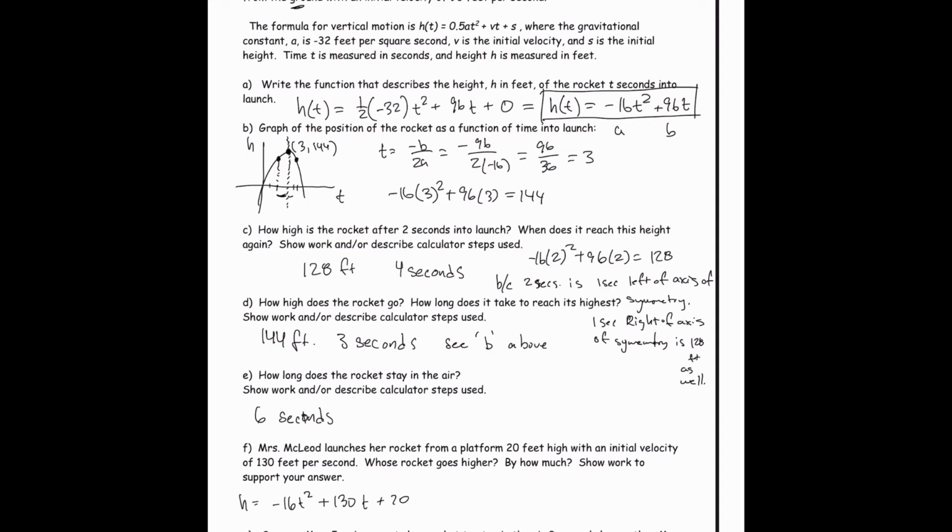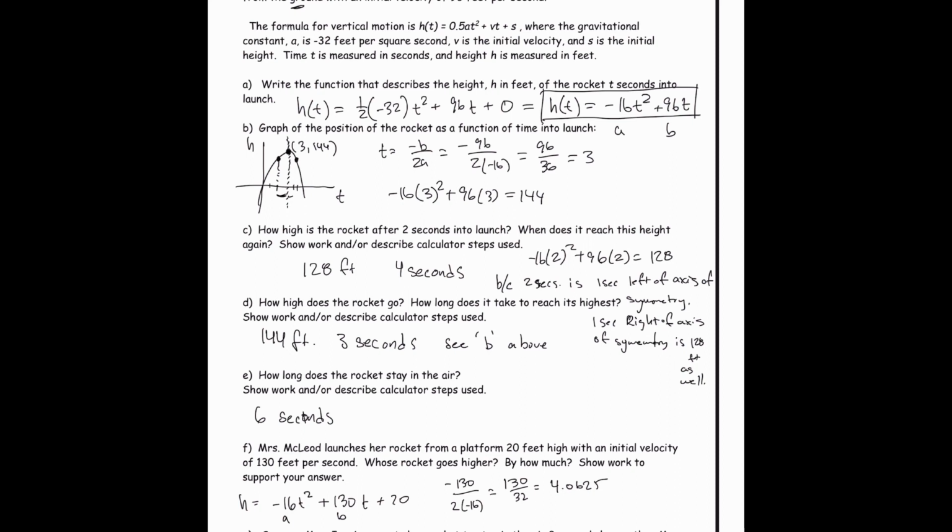Okay, let's look at the vertex for this one. So the vertex is going to be from b and a. So negative b, negative 130 over 2a, negative 16. So this is going to be 130 over 32. So 130 divided by 32. So about 4 seconds, 4.0625 if you want to be precise, 4.0625.